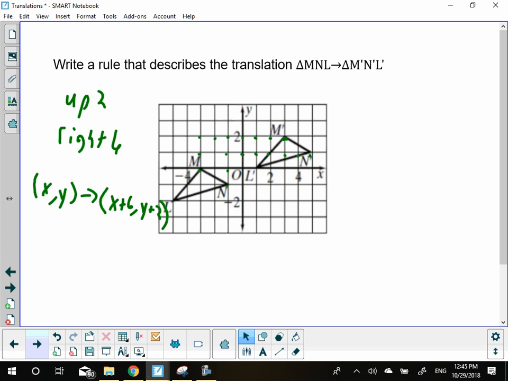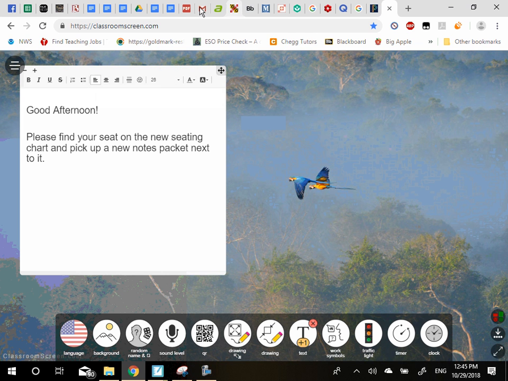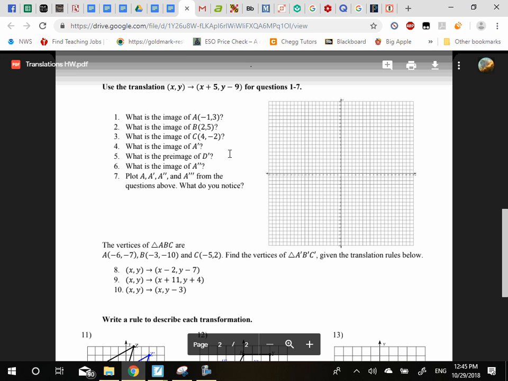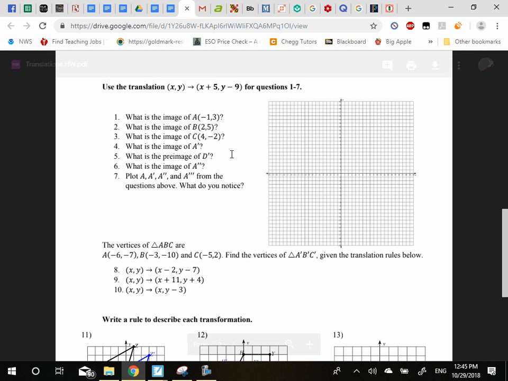I have to cross off one problem though. On the back side of this page, I want you guys to cross off number 5. Don't do number 5.